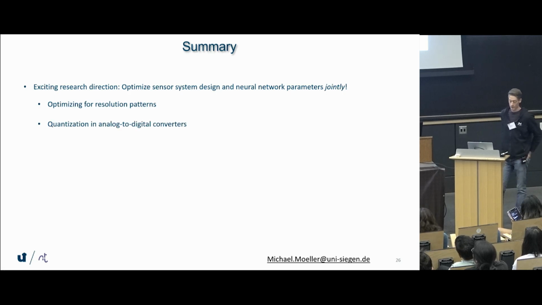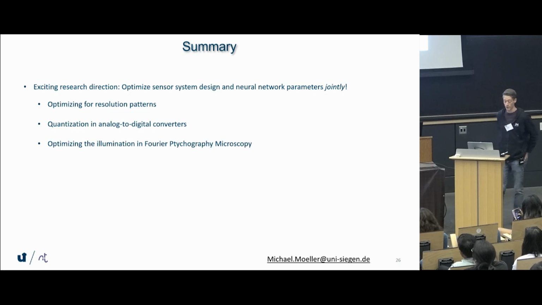The quantization optimization in analog to digital converters is a very exciting topic for us, specifically with videos and adaptive thresholds. And last but not least, the optimization of illumination in FPM might reduce the computational burden of a full reconstruction of the image that ultimately a human wants to investigate only in small areas.